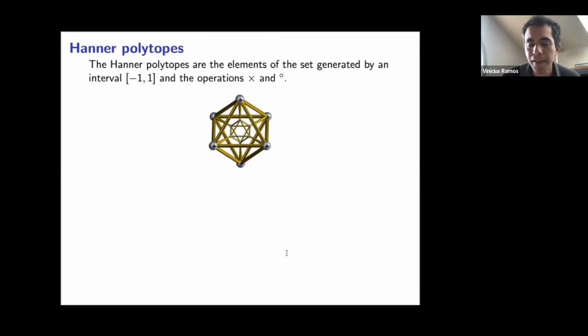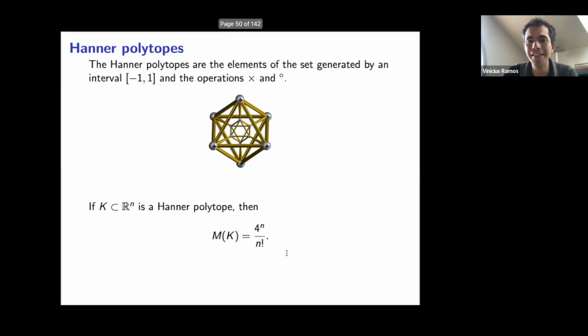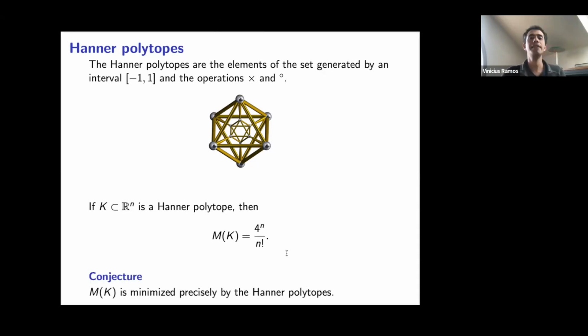So here's an example. This is an octahedron, which is the dual of the three-dimensional cube times an interval. And this is a projection to R3, or I guess to R2. And it's an interesting exercise to see that for any Hanner polytope, this Mahler volume, the product of the volume of K and K dual, is still 4 to the n over n factorial. So the conjecture that's still open is that the Mahler volume is minimized precisely by the Hanner polytopes. So there's nothing else.